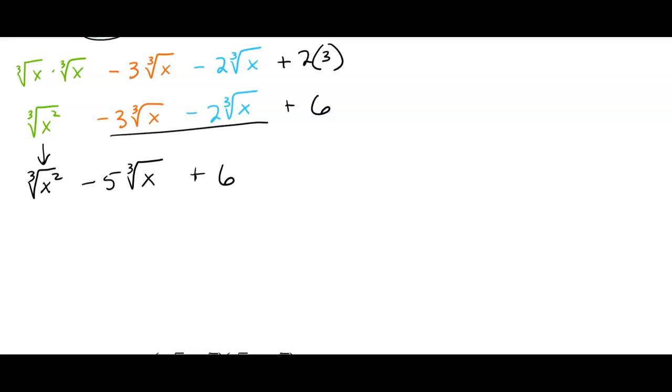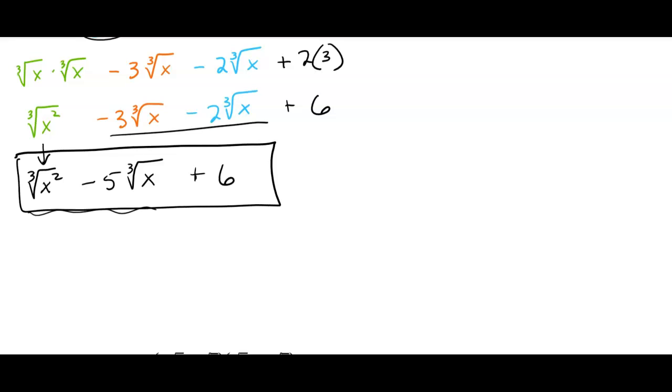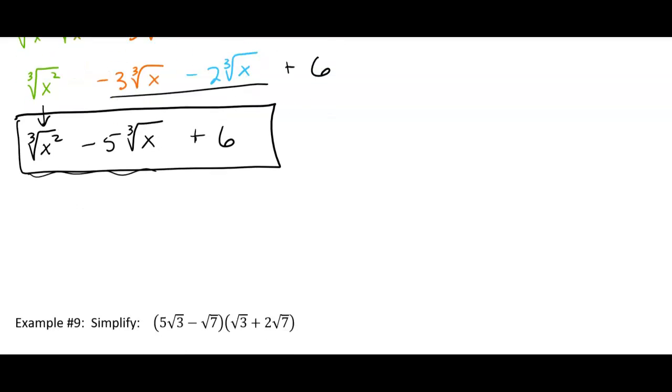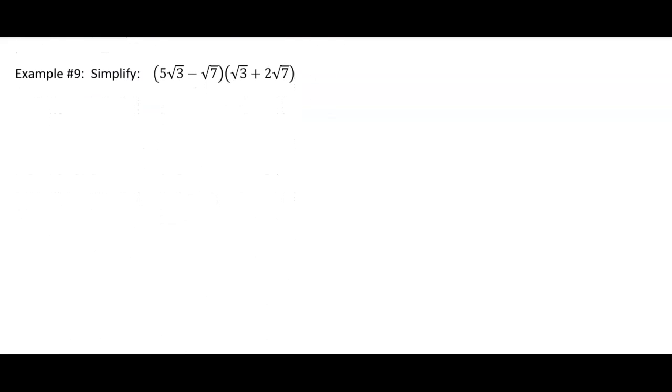You might be wondering about these first two because they're both cubed roots, but the radicands are different, so you can't combine them. So this is done. In the first one we had 2 terms in the end. This time we have 3. It just depends on what they give us. So, all right, now we'll have another one.